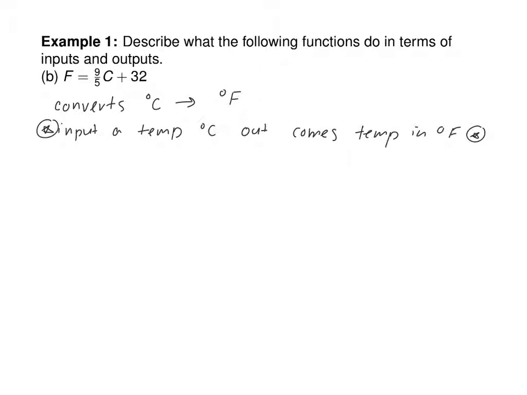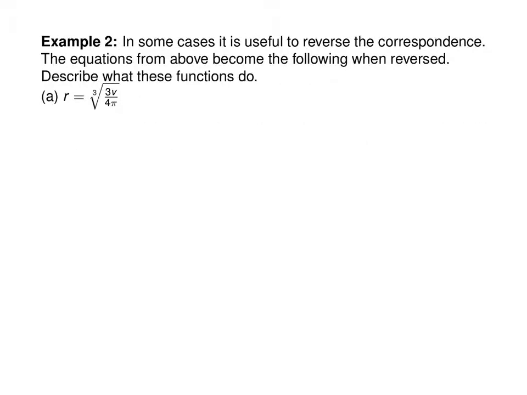So input a temperature in Celsius, out comes temperature in Fahrenheit. But what if you were a poor European who's stuck in America and you're like, oh my God, what is this? Like, minus 20 we speak of, right? So you might want to reverse this correspondence, and instead of inputting Celsius, you want to input Fahrenheit. Does that idea make sense? You want to reverse the correspondence. So these are the inverse functions of the two things listed above.